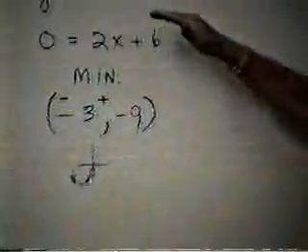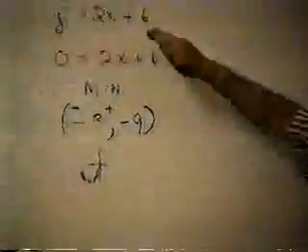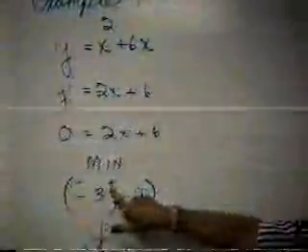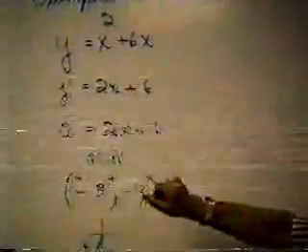Let's go back over it. You take the first derivative, set it equal to 0, solve for x. Then you check on both sides of that value. If it changes negative, positive, it's a minimum. If it was positive, negative, it would be a maximum. All right?